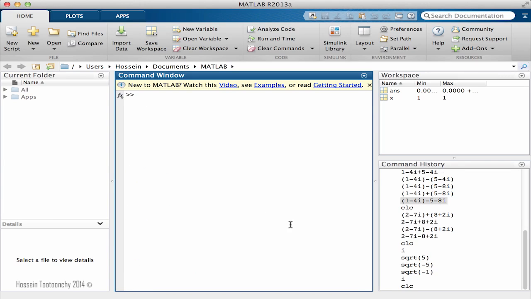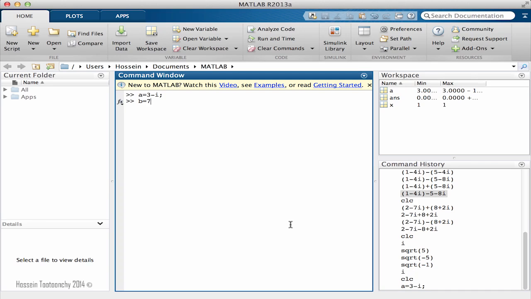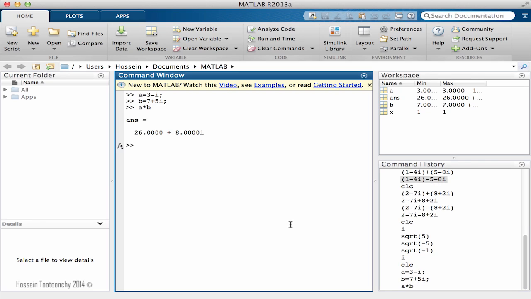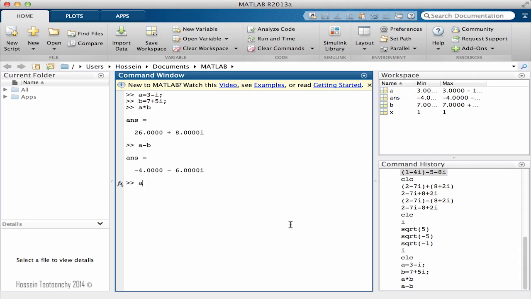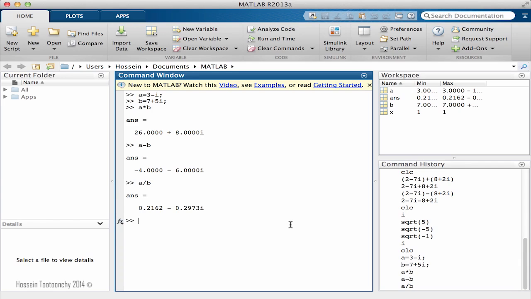In order to illustrate multiplication, division, and taking numbers to a power, let me define two variables. Let me define a equals 3 minus i, and then b equals 7 plus 5i. So I defined two different complex numbers, and now I can easily do a multiplied by b, a minus b, and a divided by b. And as you see, MATLAB has no problem dealing with this type of input.